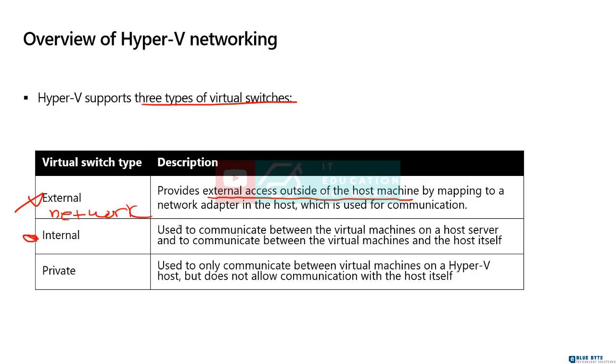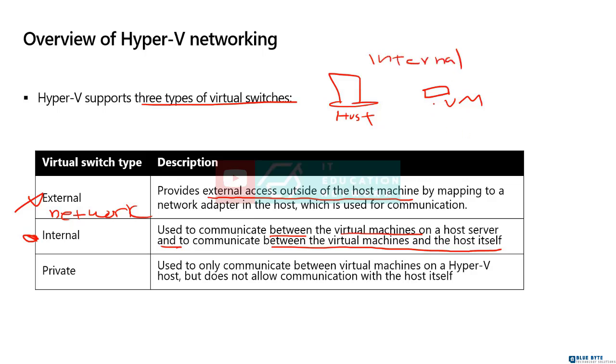The internal, that's used to communicate between the virtual machines on a host server and to communicate between the virtual machine and the host itself. What we mean by that with internal, if I have a host, I have a VM on the host. If I have an internal switch, I can log into the VM, and if your host had a shared folder on it, from the VM you could browse the share on the host. So you do have network connectivity to the host with internal, but that's as far as you can go.